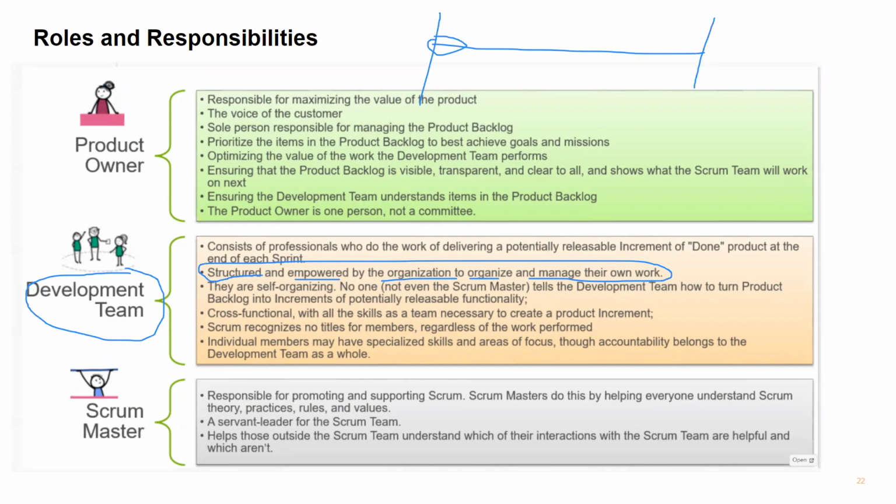So here, if somebody is committing work, the development team has committed work at the start of the sprint. Who is responsible to complete it? The development team. Simple. The product owner will only tell the priority.